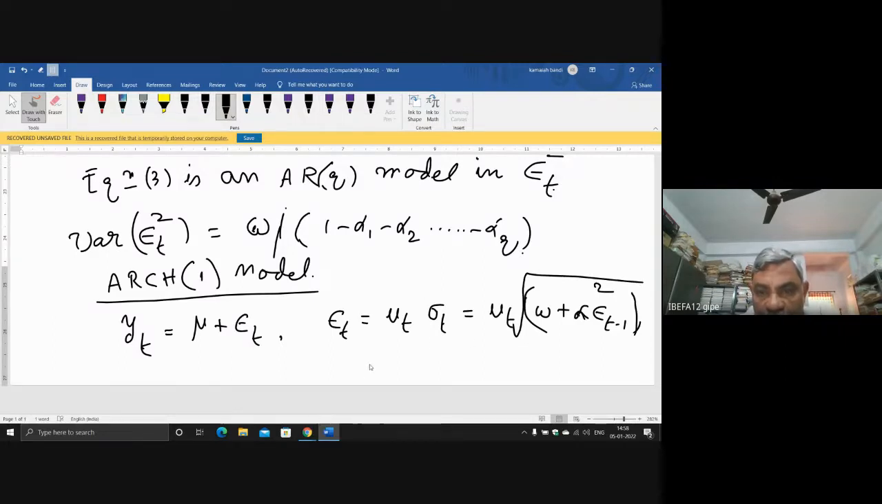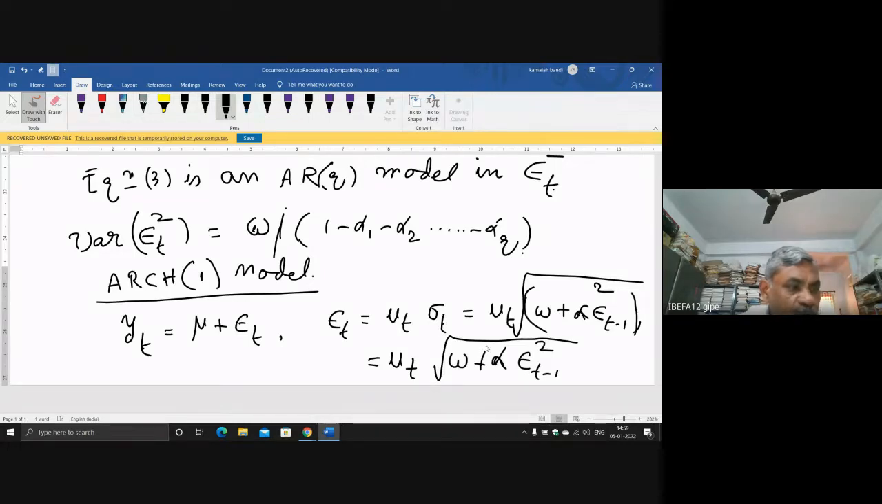So let me write this a little more clearly. This epsilon t can be written as ut multiplied by the square root of omega plus alpha epsilon t minus 1 square. We are not writing alpha 1, alpha 2 because all the alphas collapse into only one, which I am calling alpha. The square root, because this is sigma t.